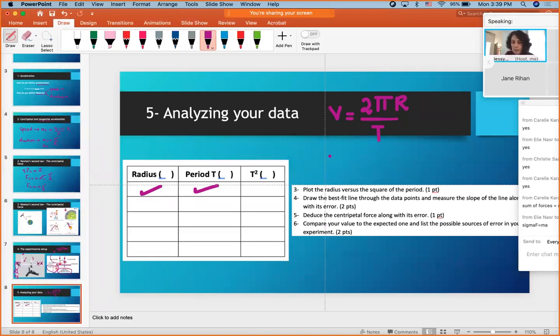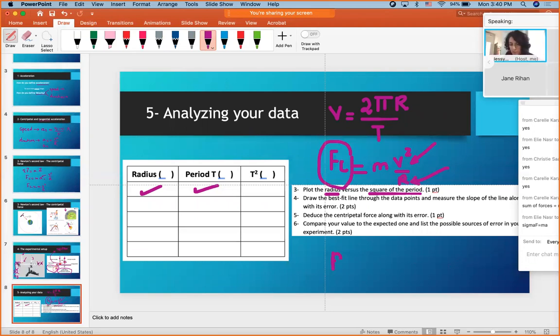Now let me remind you, we had F equal to mv squared over r, right? F is a constant because it's equal to the hanging mass, and I'm not going to change the hanging mass. I'm going to change the r, and I'm going to change the speed to get a linear relationship. So what do they want me to plot? Radius versus square of period.